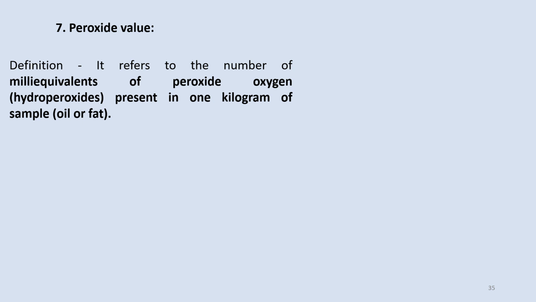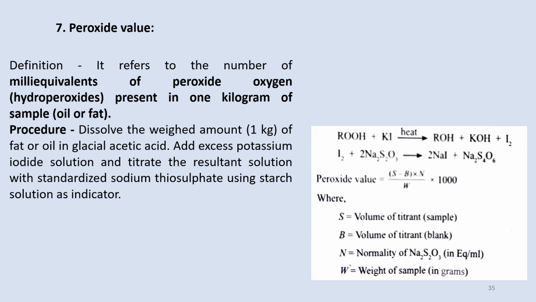Peroxide value, definition. It refers to the number of milliequivalents of peroxide oxygen, that means hydroperoxide, present in 1 kilogram of sample, oil or fat. Procedure: dissolve a weighed amount of fats or oil in glacial acetic acid. Add excess potassium iodide solution and titrate the resultant solution with standard sodium thiosulfate, using starch solution as indicator, as you performed in iodine value.